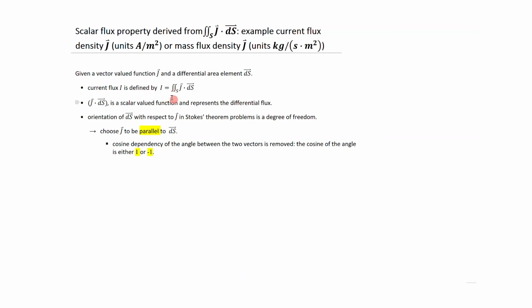And generally the surface is defined by the enclosed contour through Stokes' theorem. J dot ds is a scalar-valued function and represents the differential flux. The orientation of ds, the vector, with respect to J in Stokes' theorem problems is a degree of freedom, so you have some choice in how you select the direction. Typically, you want to choose J to be parallel to ds, because you want to make this integral simple to solve. The cosine of the angle between the two vectors is removed, and you get a cosine of either 1 or minus 1. So this integral has either a positive value or a negative value.